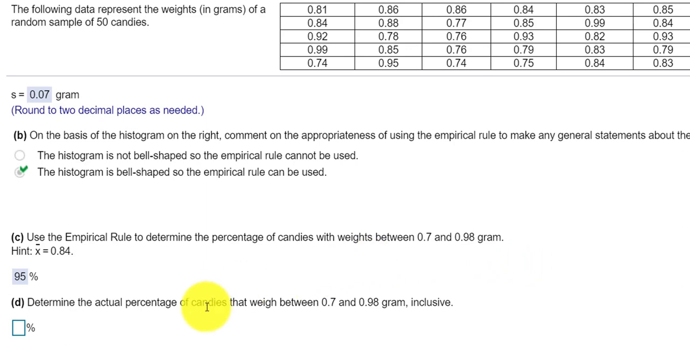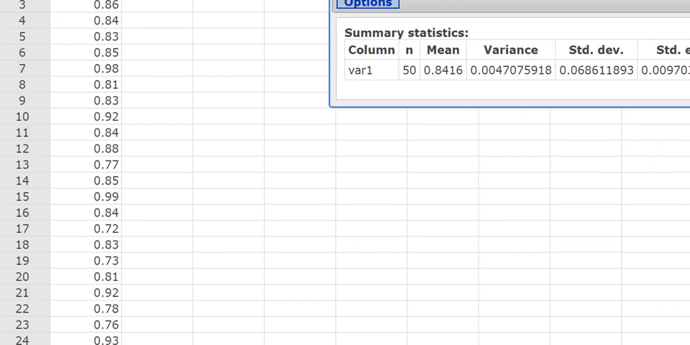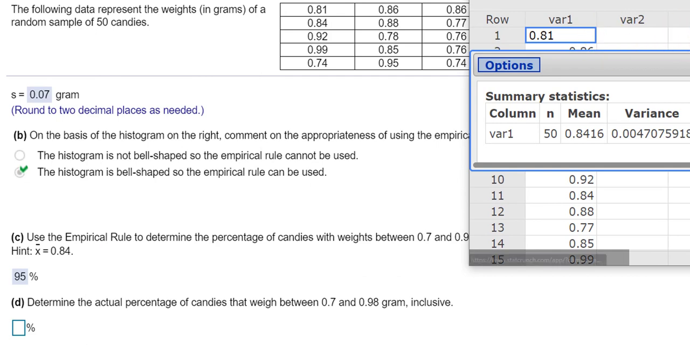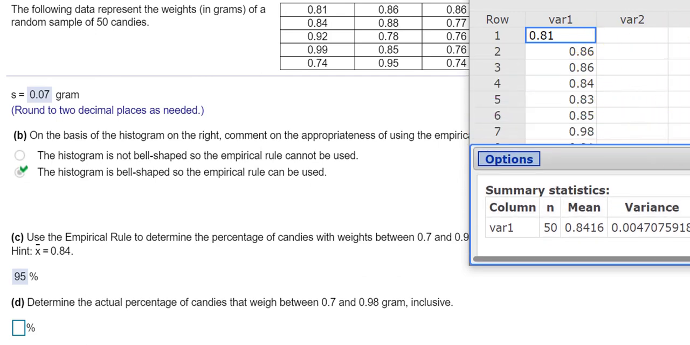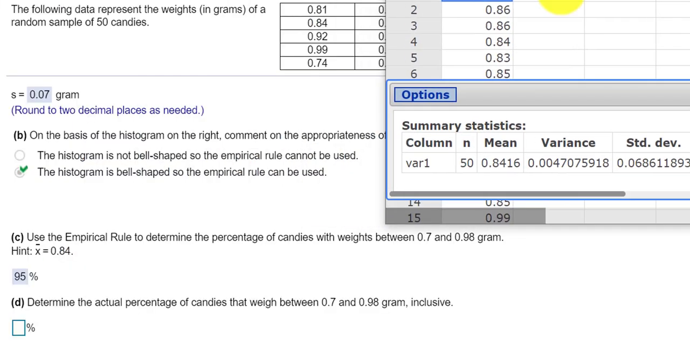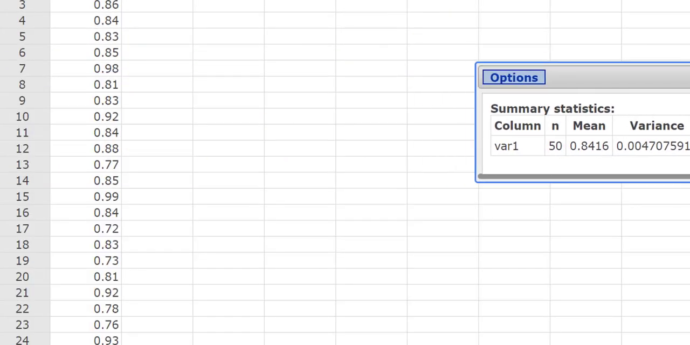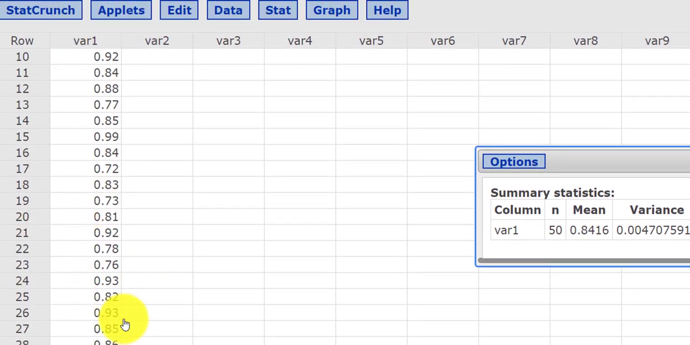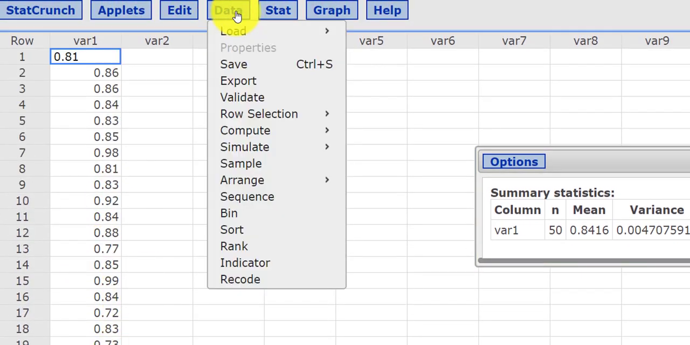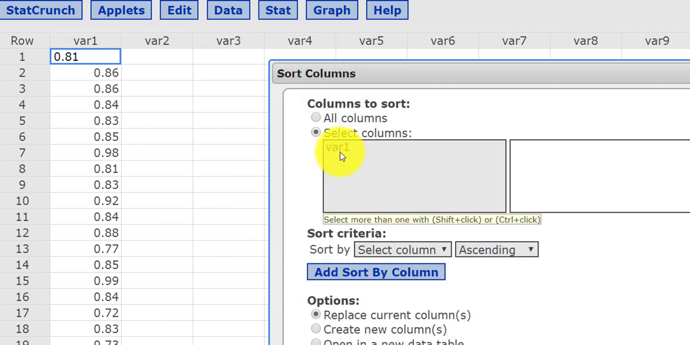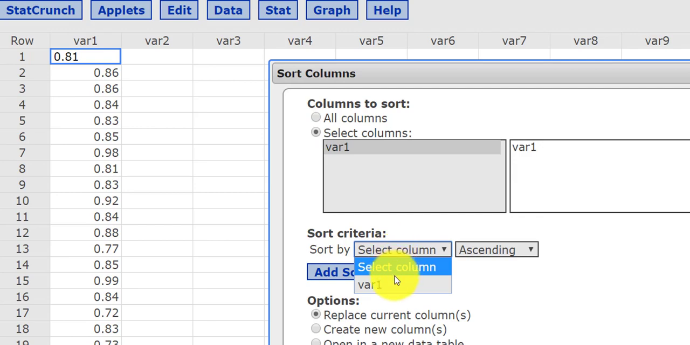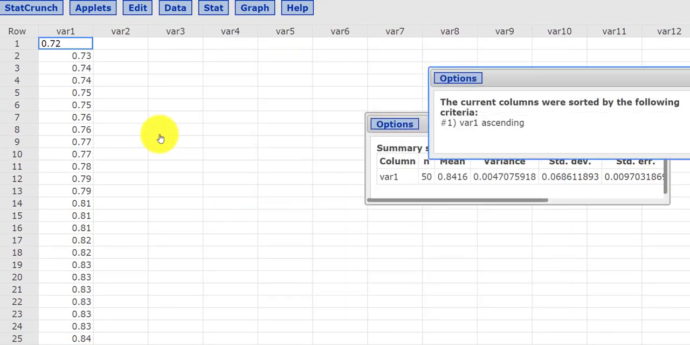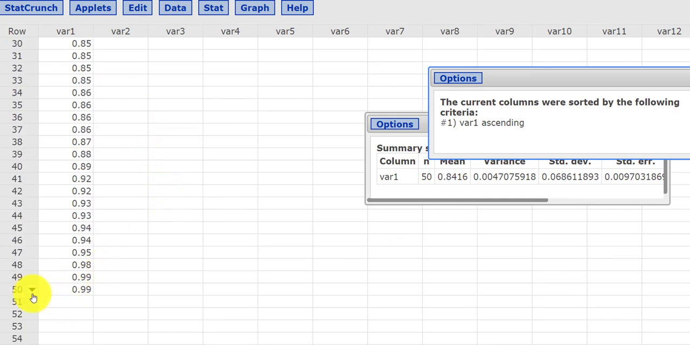Let's keep going. Now it says, well, that was what the rule says. It would predict. But what's the actual percent? So if I go back to my MyStatLab, or StatCrunch, let's get rid of this. So remember, my data from the table that we were given. There we go. I want to rank this in order from smallest to largest. So if I press data, sort, variable 1, that's where my data is stored, sort by variable 1. Okay, so my lowest value is 0.72, and my greatest value is 0.99.